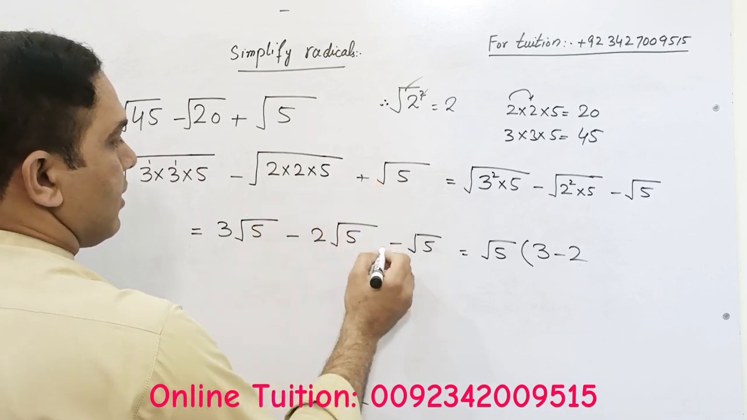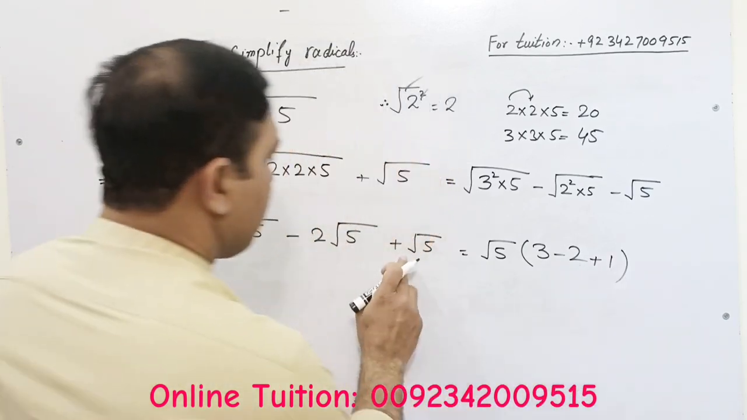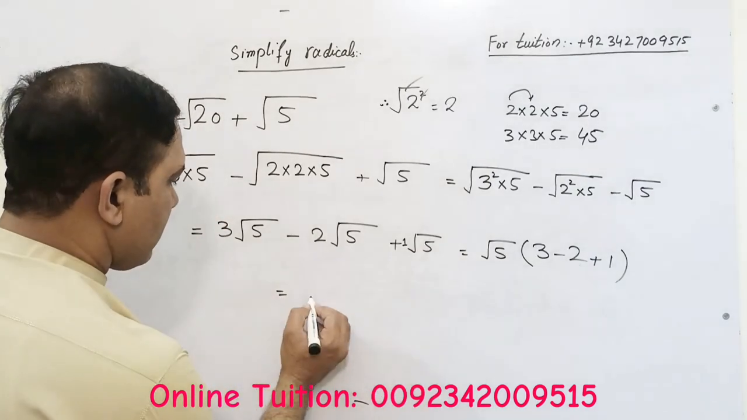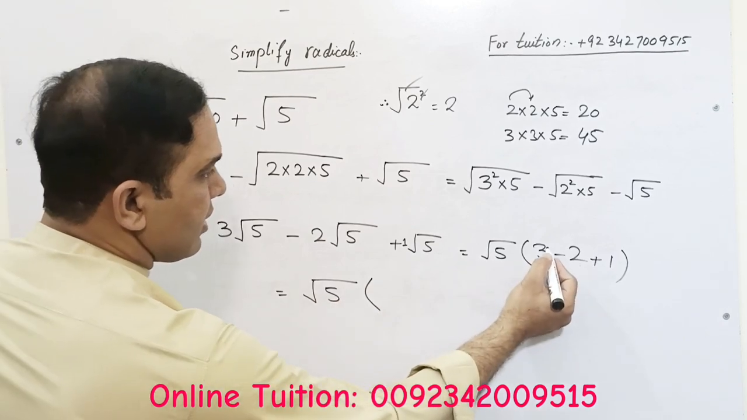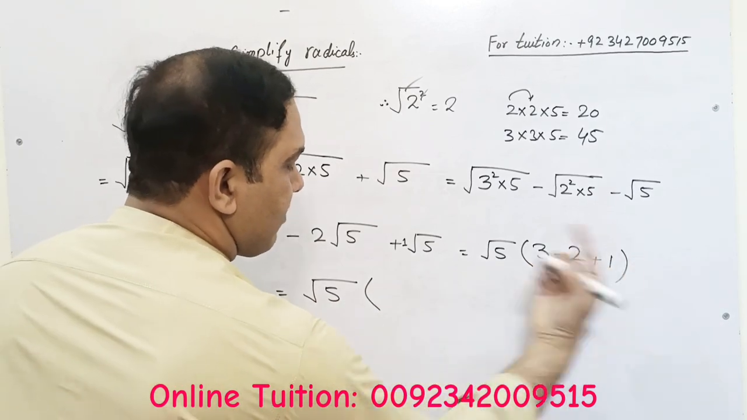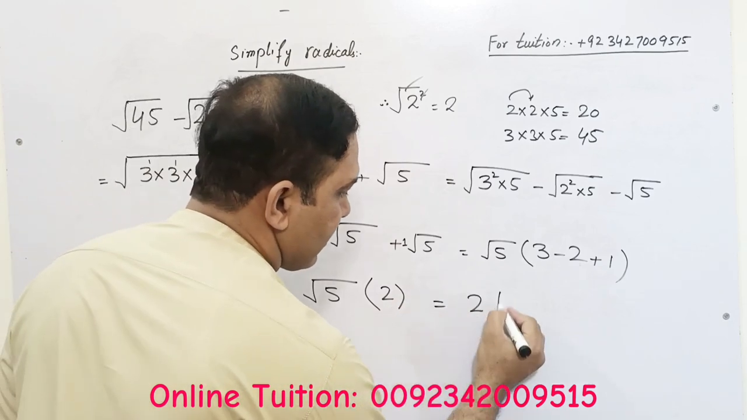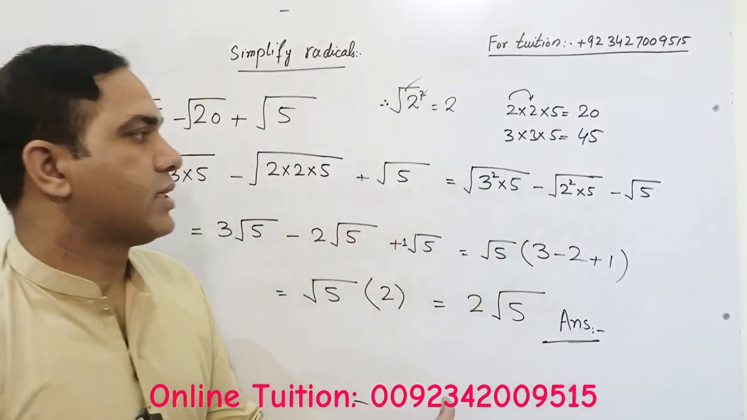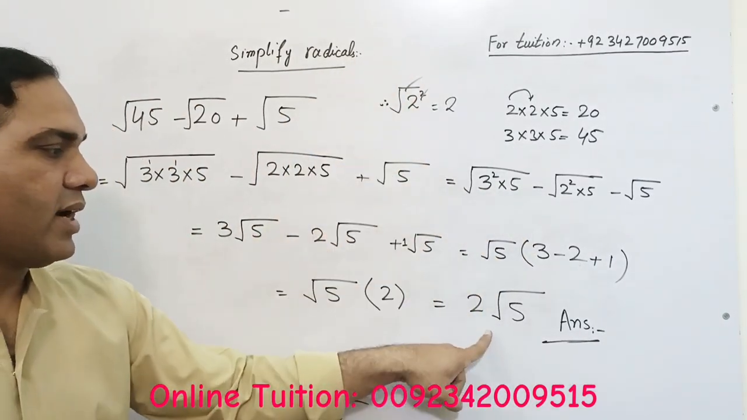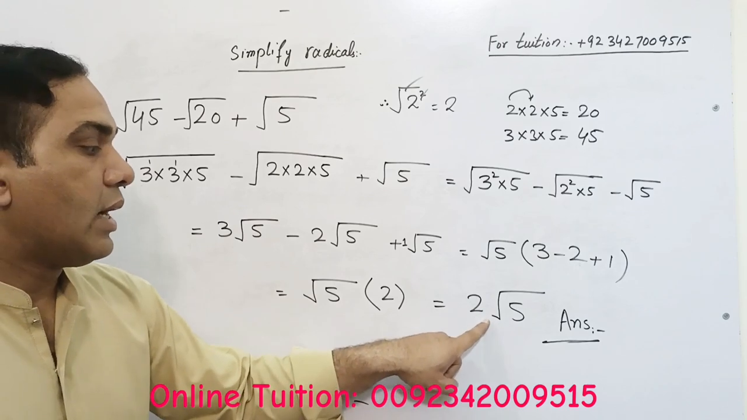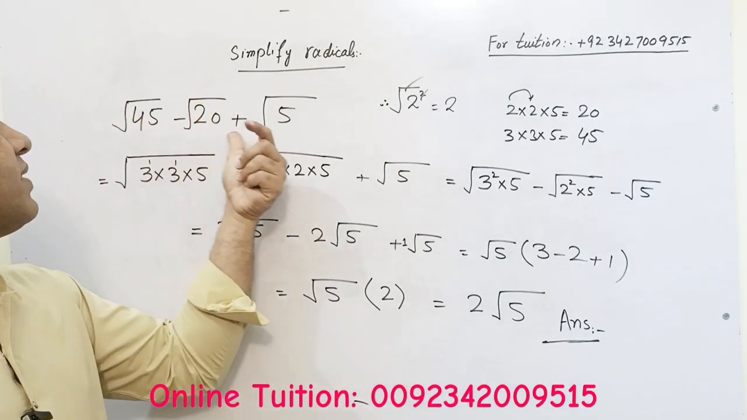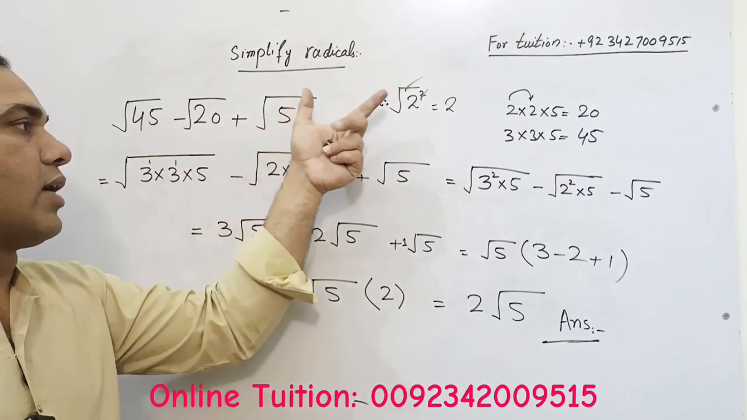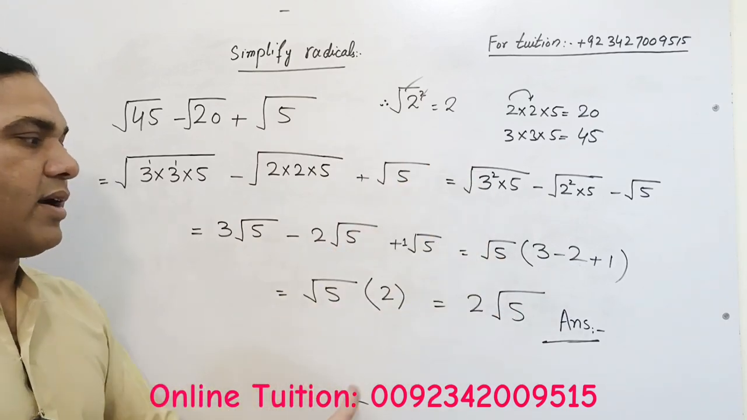and plus 1, because here always 1 is available. Okay, now square root of 5 into 3 negative 2 is 1, 1 plus 1 is 2, and we can write it as 2 square root of 5. This is the simplified answer of this question. So this is the simplified answer, 2 into square root of 5. These were the radicals: square root of 45, negative square root of 20, plus square root of 5. And so this is the simplified answer.